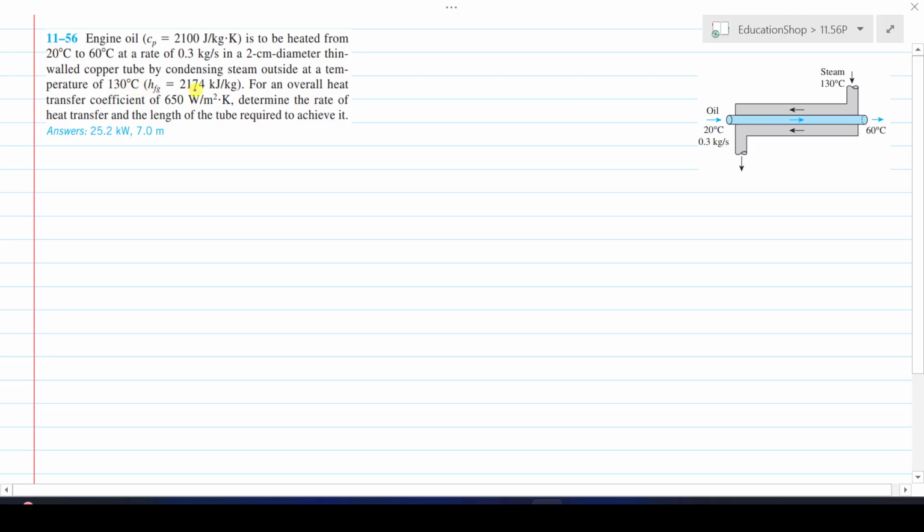The enthalpy of vaporization is 2174 kilojoule per kg, for an overall heat transfer coefficient of 650 watt per meter square Kelvin. Determine the rate of heat transfer and the length of the tube required to achieve it.